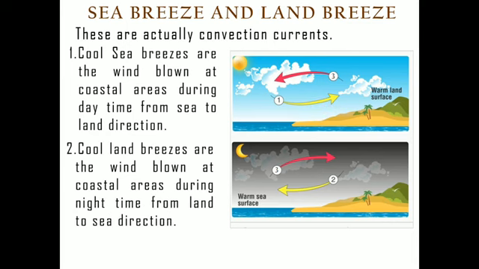Whereas there is a second breeze that is known as land breeze. So what is land breeze? Land breezes are also cool. These are cool breezes which flow at night time, remember, and the direction is from the land toward the sea. So land breezes move from the land toward the sea, whereas sea breezes move from the sea toward the land.